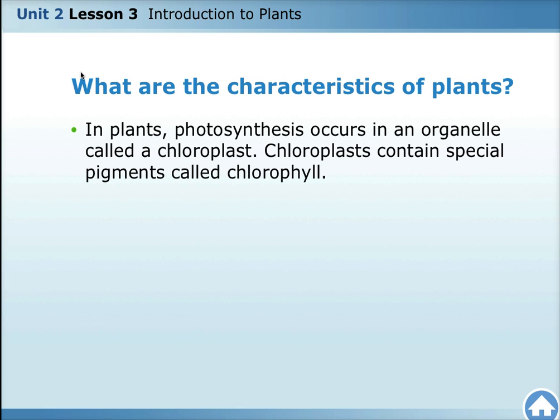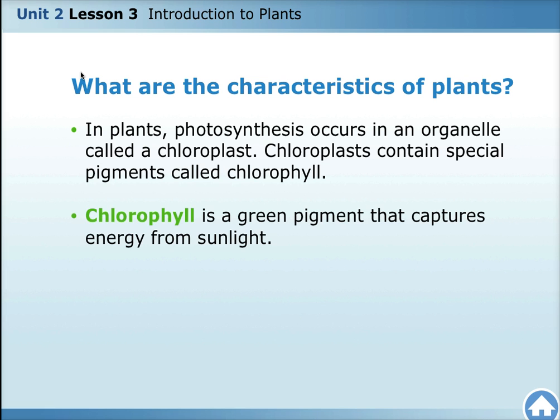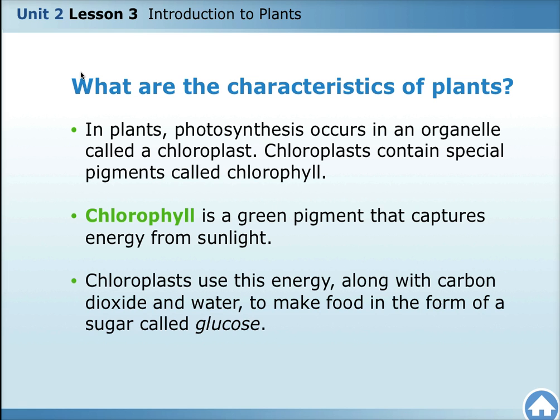Chloroplasts contain special pigments called chlorophyll. Chlorophyll is a green pigment that captures energy from the sunlight. Chloroplasts use this energy, along with carbon dioxide exhaled by humans and other animals, and water, to make food in the form of a sugar called glucose.